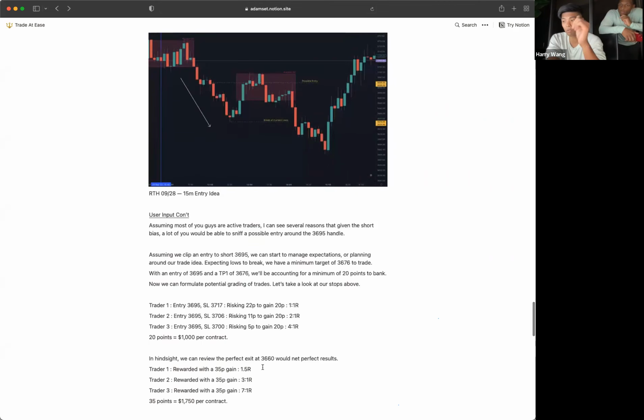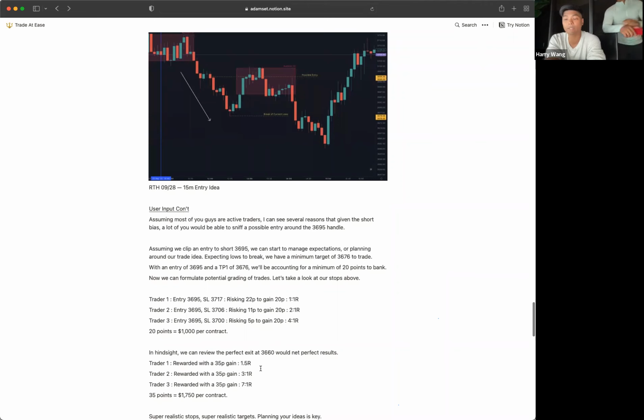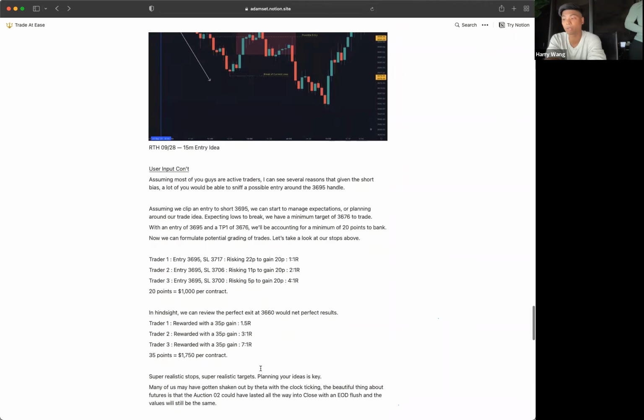In hindsight, we can review that the perfect exit at 3660 would net these results. So trader 1 would be rewarded with 35 points. That's a 1.5 R gain. Trader 2 would be rewarded with the same 35 points. This would be a 3-to-1 R, and trader 3 would be rewarded with a 7-to-1 R. 35 points on ES is now $1,750 per contract.